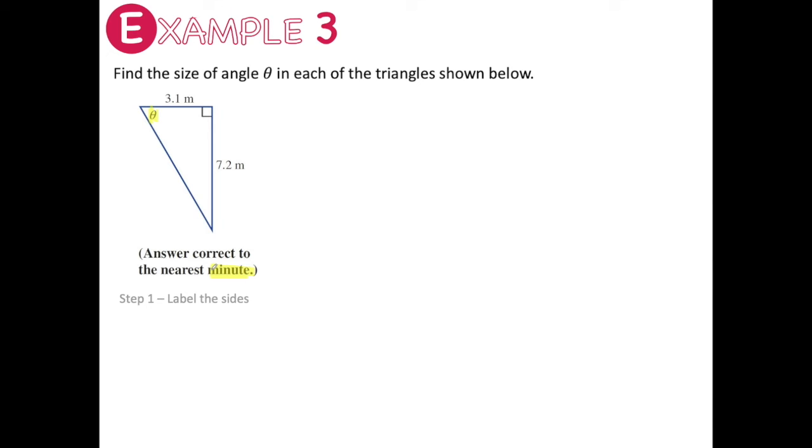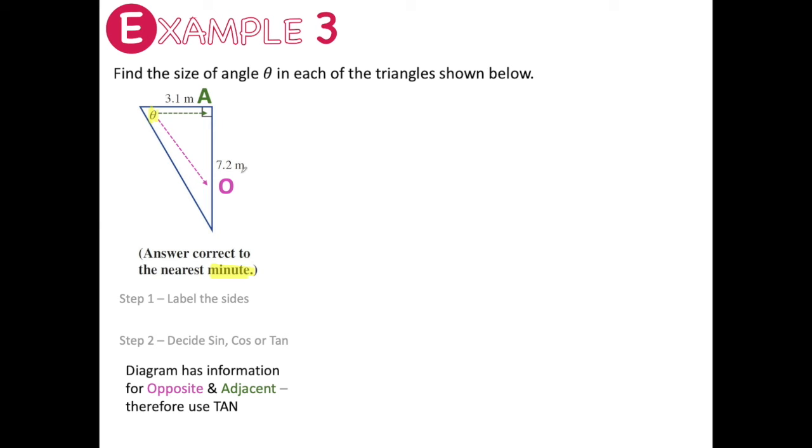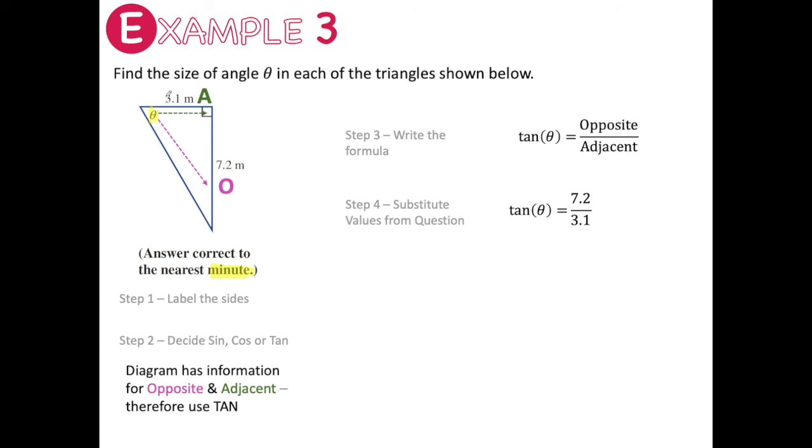So step 1 is going to be label the sides. My 7.2 meter side is opposite the angle. My 3.1 meter side is adjacent to the angle. So because I have got opposite and adjacent, I am going to use the tan trigonometric ratio. So writing the formula, tan of the angle is equal to opposite over adjacent. Substituting in the values, opposite side is 7.2, adjacent side is 3.1. So tan of the angle is equal to 7.2 over 3.1.